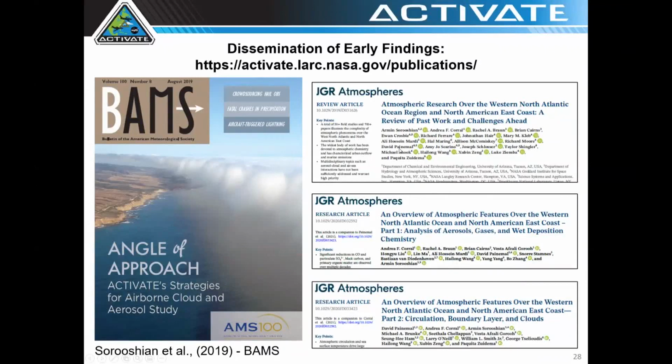We did a review paper to summarize all atmospheric research that has occurred over the Western North Atlantic Ocean, dating back to the 1940s or so. So that's a wonderful resource. And then we have a part 1 and 2 paper just published in JGR looking at new data, reanalysis data, observational data, satellite data. Part 1 is focused on chemistry. Part 2 is more focused on clouds, precip, atmospheric circulation, and things like that.